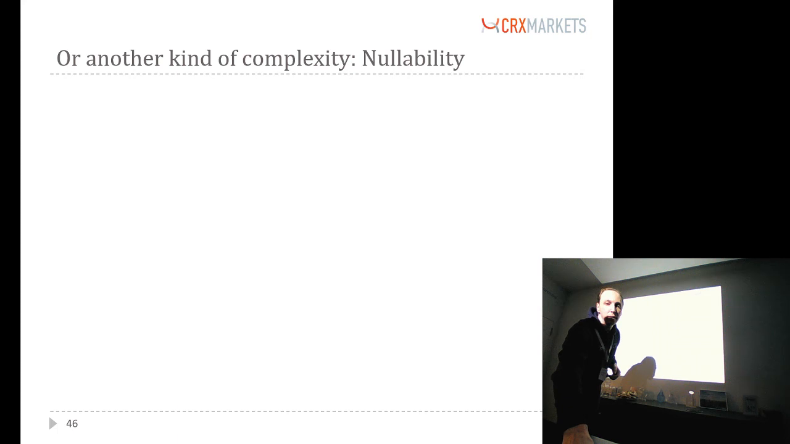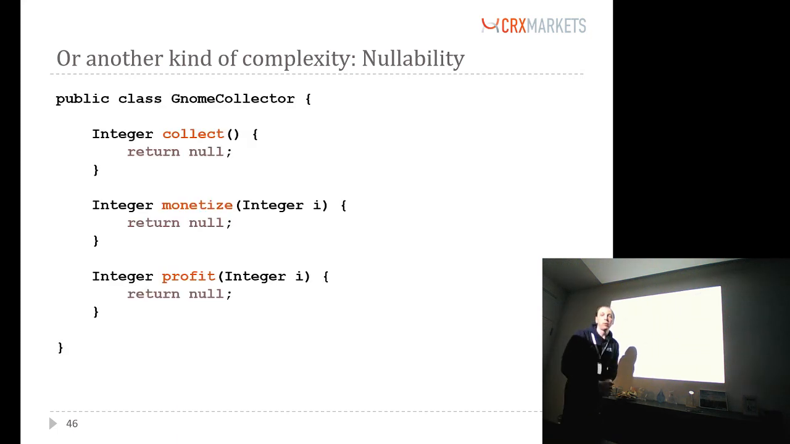Another kind of complexity is nullability. So for example, these methods could return null.